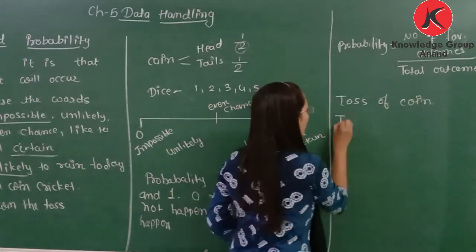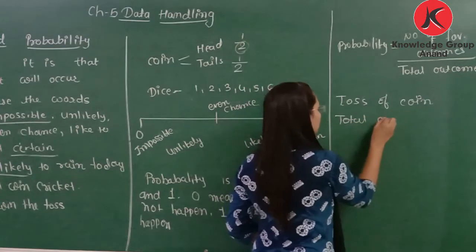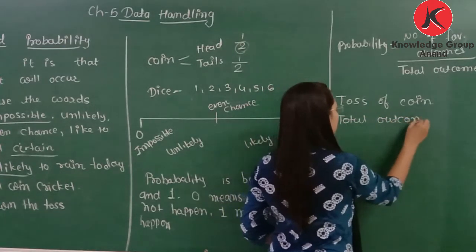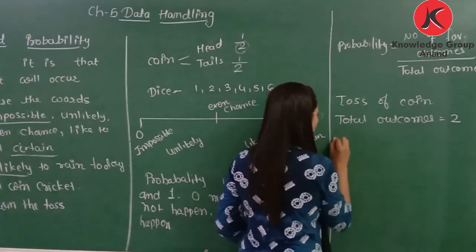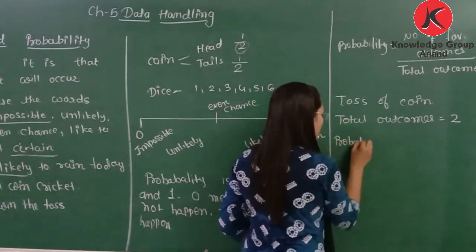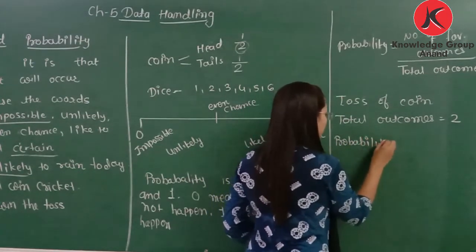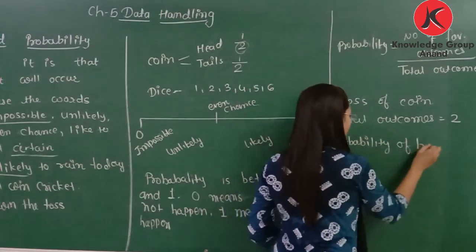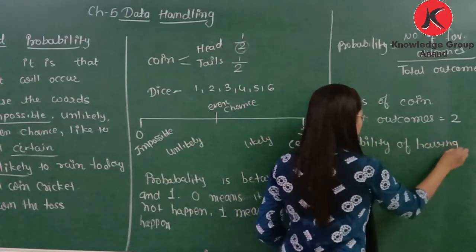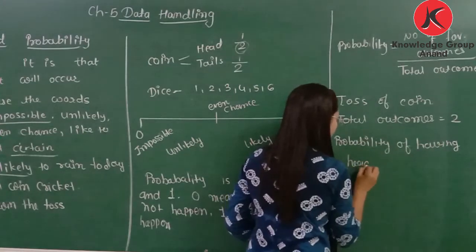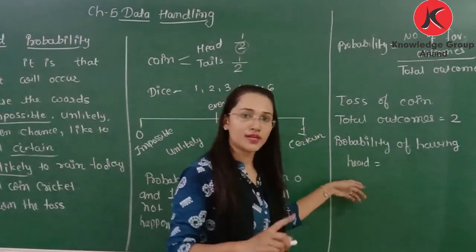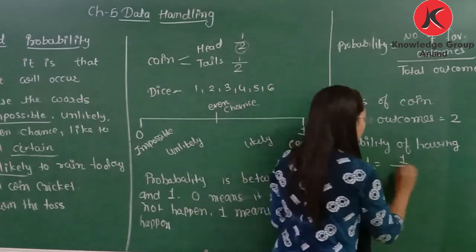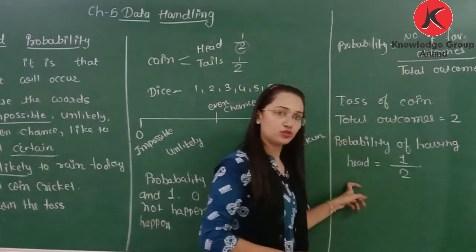So let's consider a toss of a coin. Total outcome is equal to 2 and from there the probability of having head. So how many sides contain head? Only one side. So that is 1 and total outcome is 2, so 1 by 2.